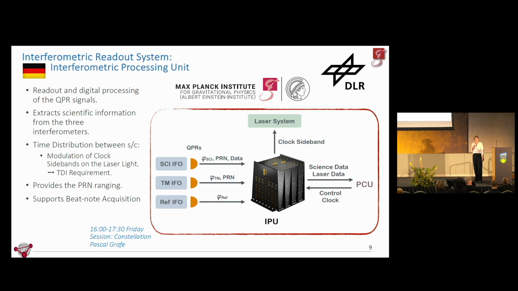IPU also provides the PRN ranging and extracts the information of the PRN code coming from the science interferometer. That's for the TDI noise reduction. If you're interested a little bit more about PRN codes and PRN ranging, this is a talk on Friday by Pascal in the Constellation session. IPU also provides the support for the initial beat note acquisition by sending the information about the beat note frequency into the PCU.